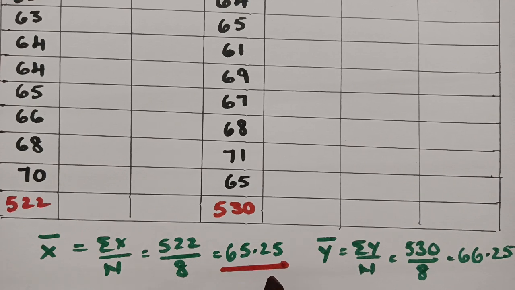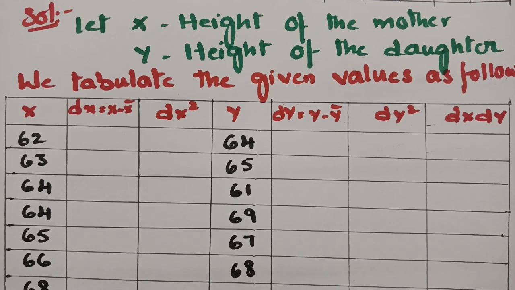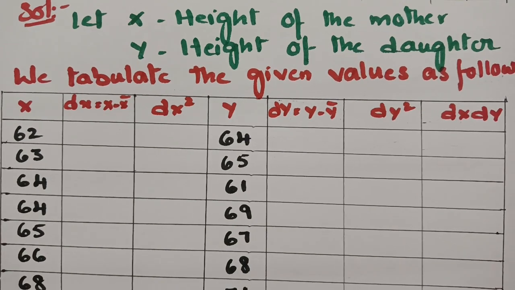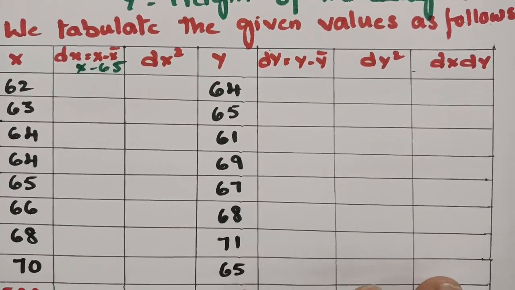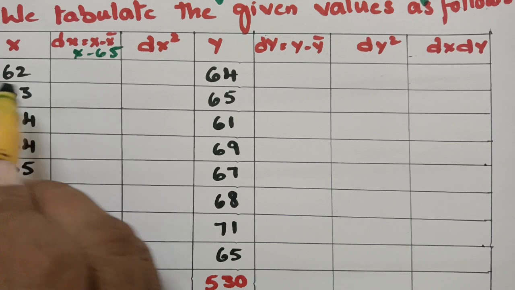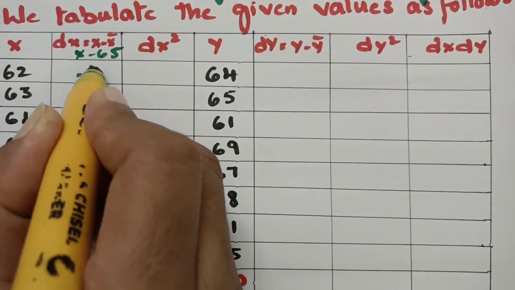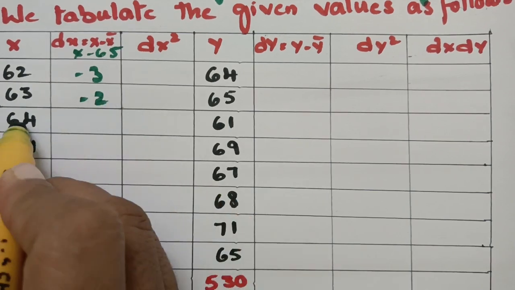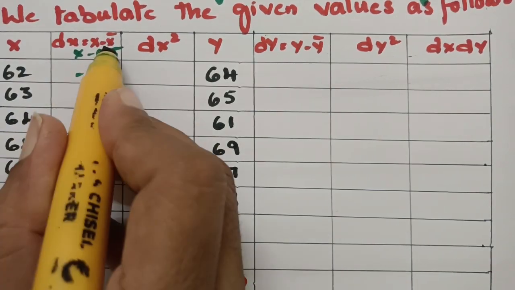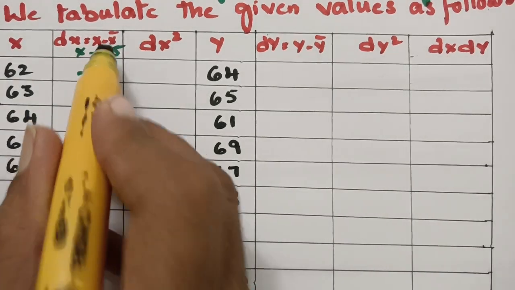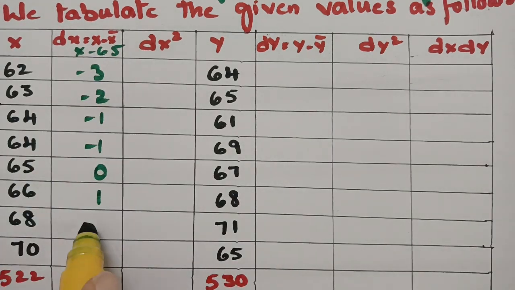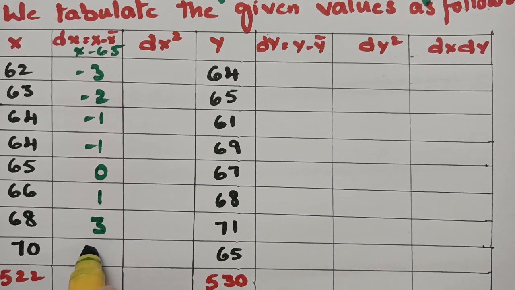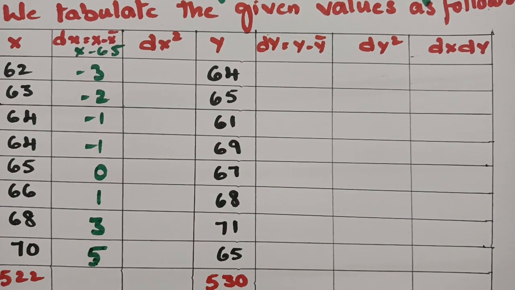And now we have to subtract from each and every value. It is a fraction which is not a whole number, so I am taking the nearest one, I am assuming 65. So I am taking each and every value of x, that is x minus 65. Clear? Now I am taking each element from 65, that is 62 minus 65 is minus 3, 63 minus 65 is minus 2, 64 minus 65 is minus 1, another 64 minus 65 is minus 1, 65 minus 65 is 0, 66 minus 65 is 1, 68 minus 65 is 3, and 70 minus 65 is 5. Clear?